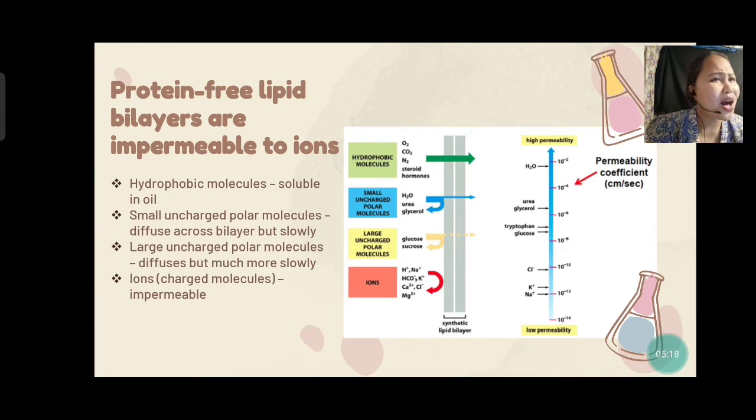So how can they penetrate the lipid bilayers? We will know the process on the later slides. We really need these nutrients in our body. So we will know how they will penetrate the lipid bilayers despite being impermeable to it.